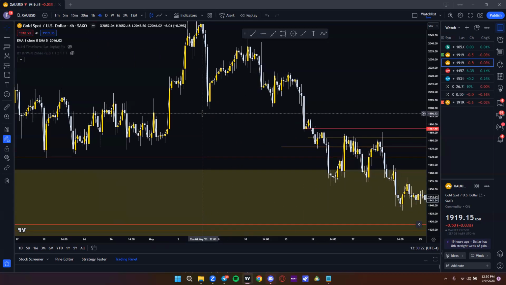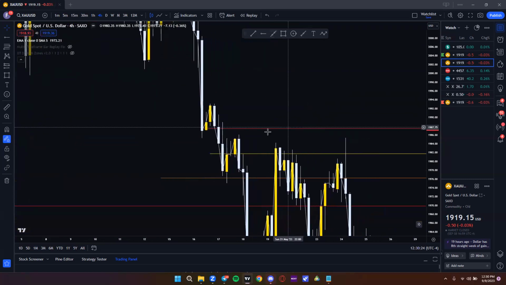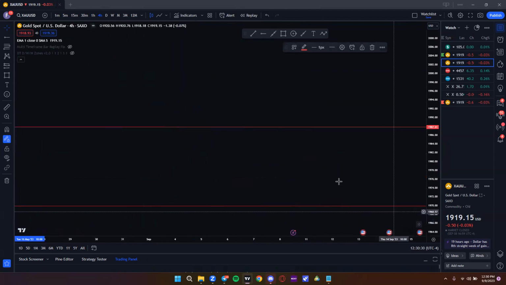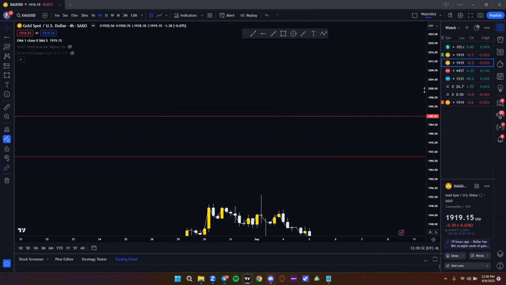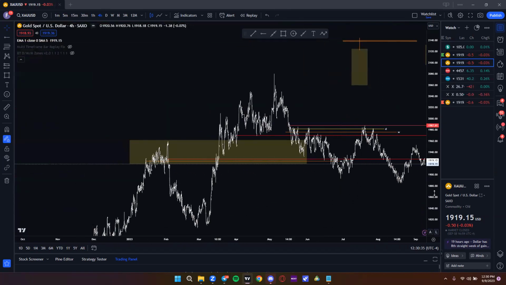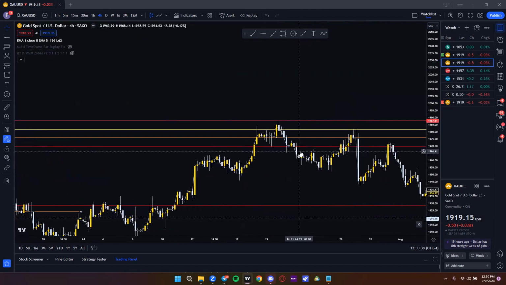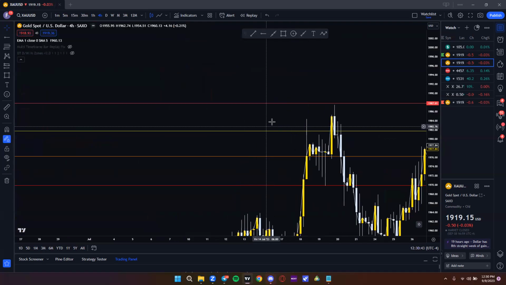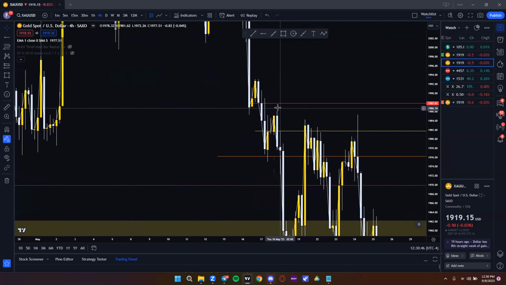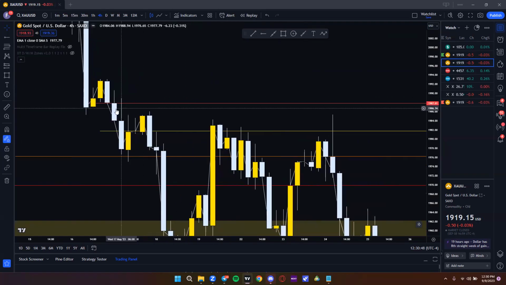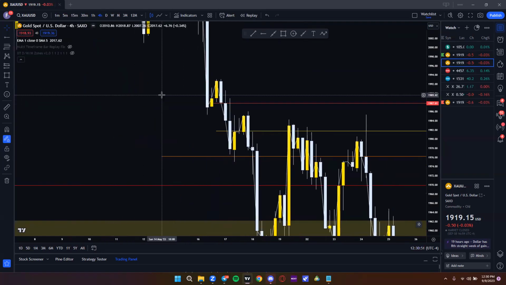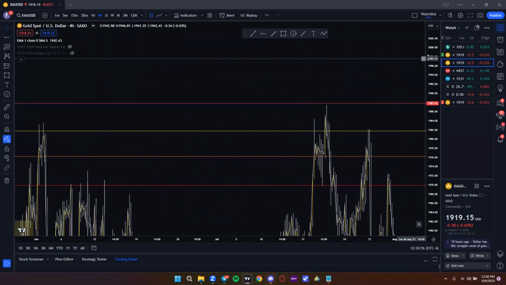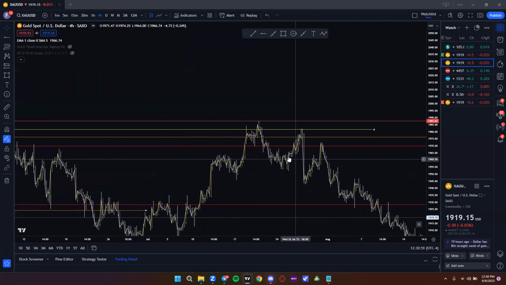Okay, so let me just make sure I got it right. Let's see. I mean, it's very precise, almost very close. I don't know if I'm marking it wrong or not. Yeah, I'm marking it right. But yeah, very close. Let me just see if there's an H1 as well.